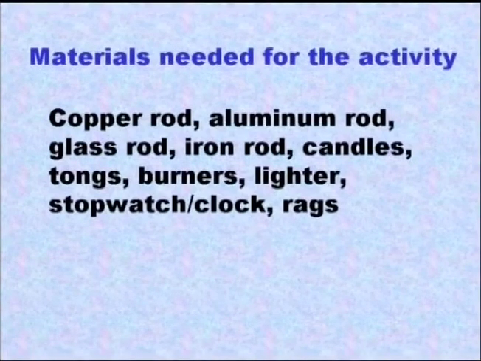Now, in that list of materials, we have aluminum rod. Because we don't have that available, we'll be only working with copper, glass, and iron. So please, model class, once you get your materials, check to see that you have all those things. And if I can have one person from each group, the runners, to come up and pick your materials. Please be careful that you don't spill the spirit in the burners.